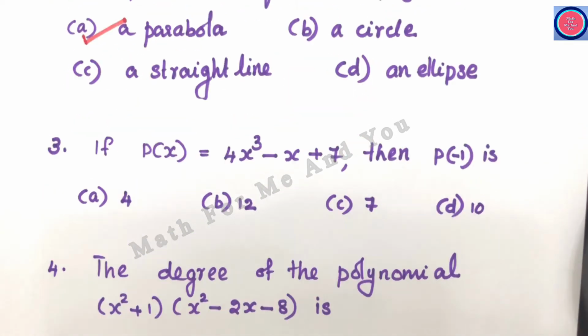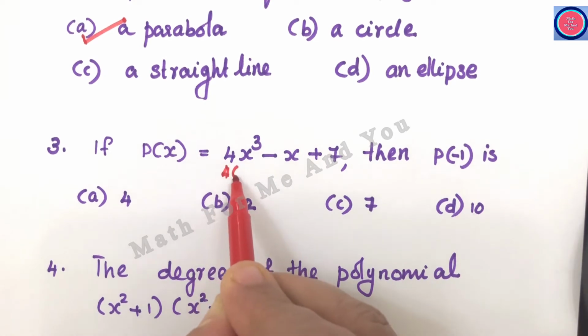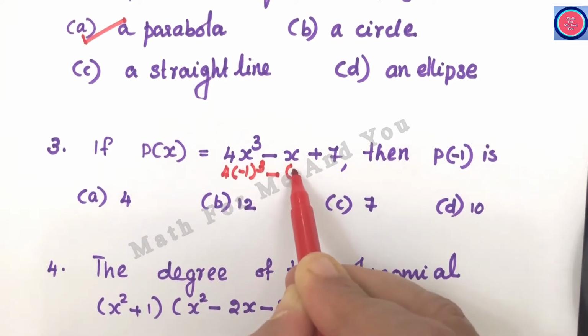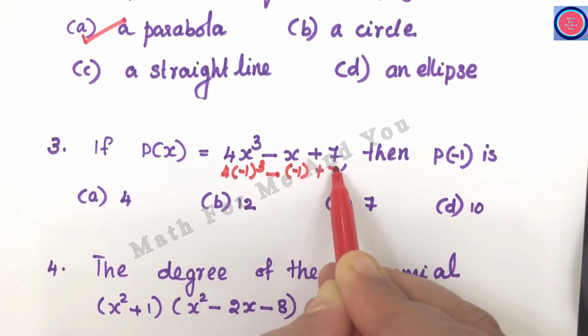Question number 3. If p of x is a polynomial 4x cube minus x plus 7, then p of minus 1 is? To get p of minus 1, change x with the number minus 1. Since we are replacing x with a negative number, use bracket to write that negative number. So we can write here 4 times inside the bracket negative 1 power 3 minus, and we are replacing x with negative 1, plus 7.